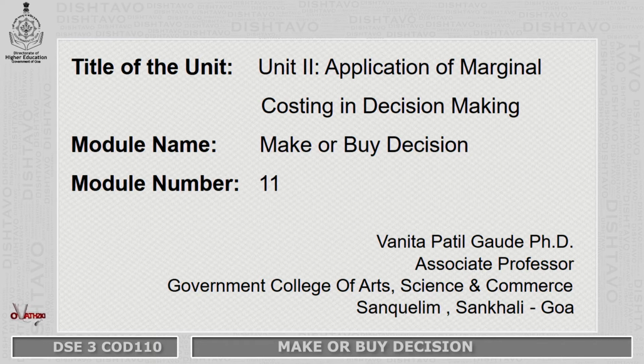Welcome students. Under DSC 3, that is techniques of marginal costing, we are going to do, under unit 2, application of marginal costing in decision making. We are going to study today the make or buy decision. The module number is 11.